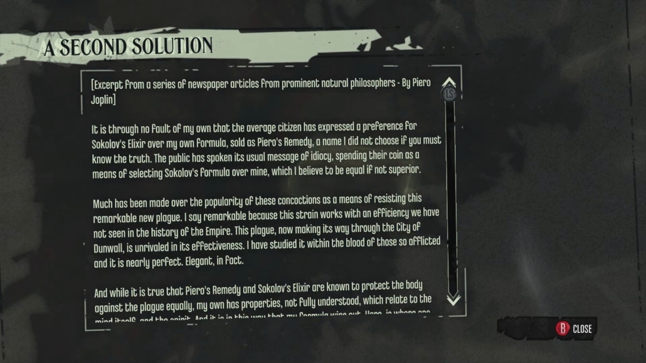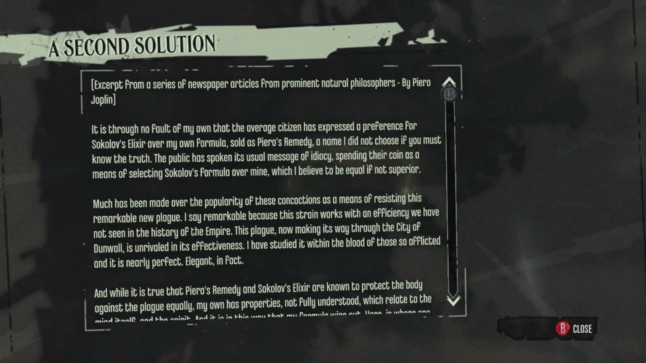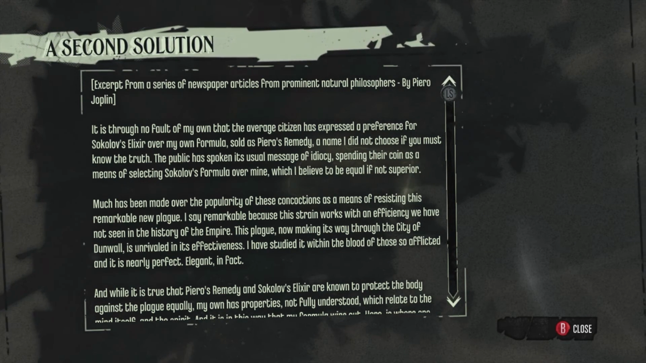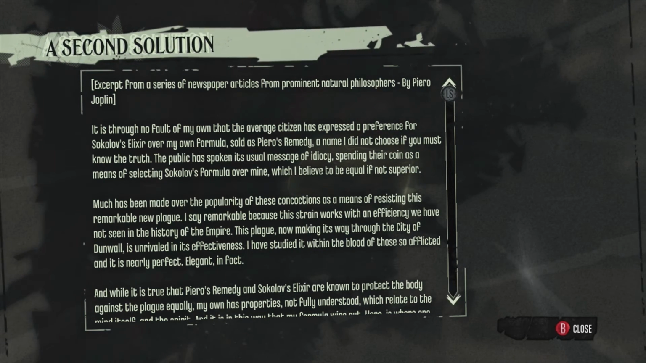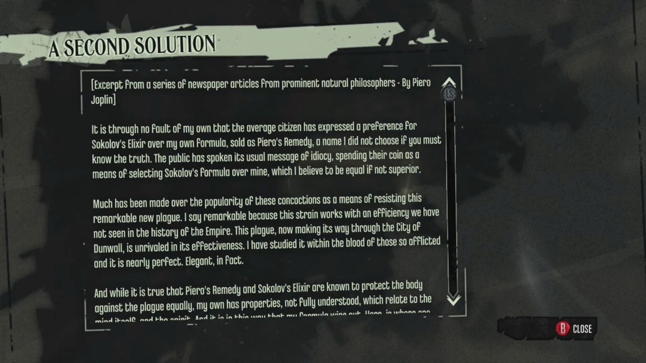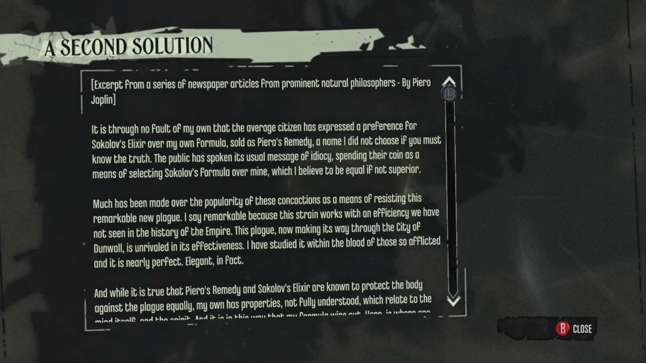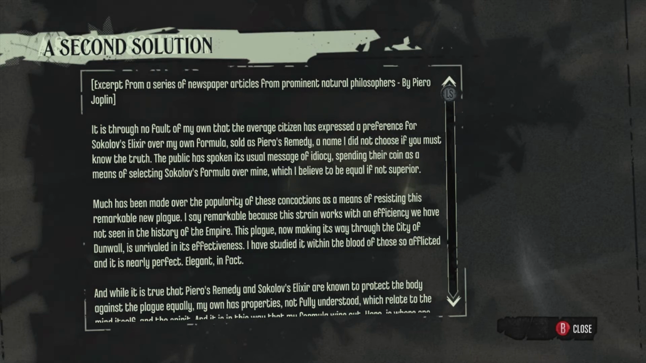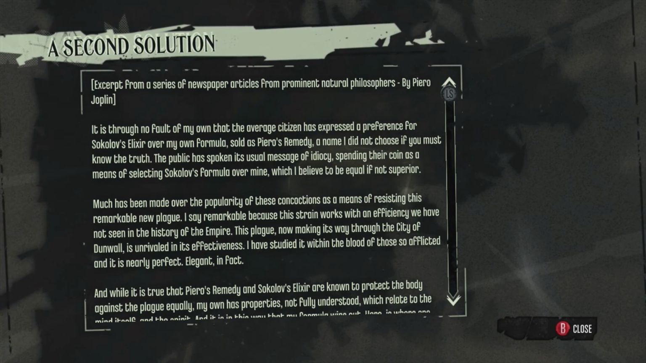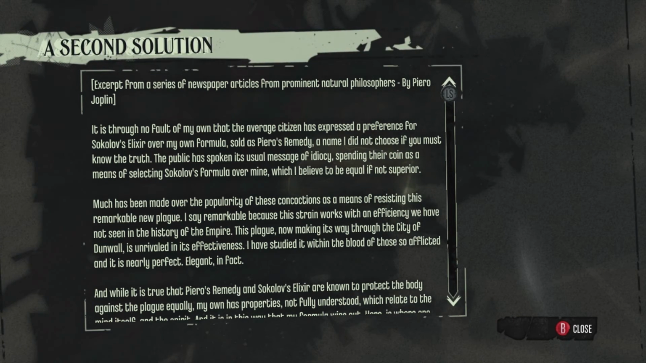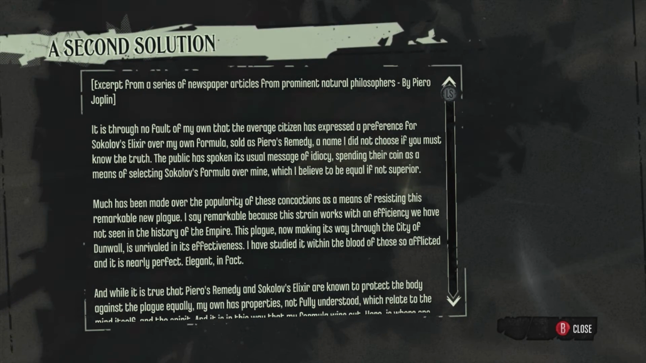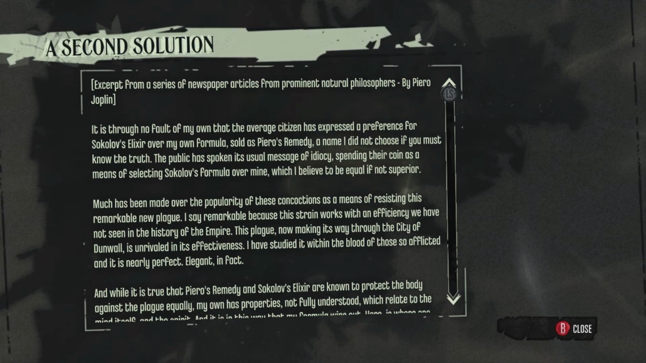Excerpt from a series of newspaper articles from prominent natural philosophers by Piero. It is through no fault of my own that the average citizen has expressed a preference for Sokolov's elixir over my own formula, sold as Piero's remedy, a name I did not choose if you must know the truth. The public has spoken its usual message of idiocy, spending their coin as a means of selecting Sokolov's formula over mine, which I believe to be equal if not superior. Much has been made over the popularity of these concoctions as a means of resisting this remarkable new plague. I say remarkable because this strain works with an efficiency we have not seen in the history of the Empire.